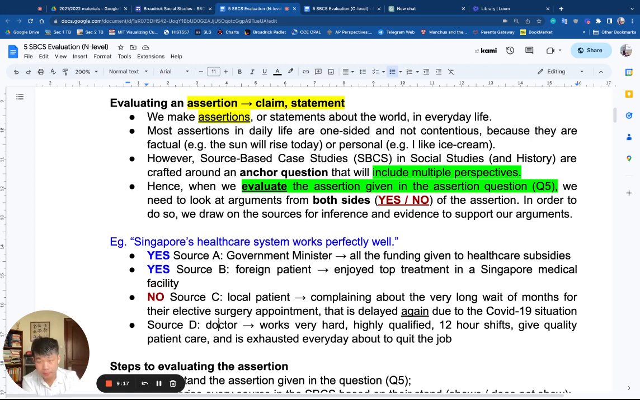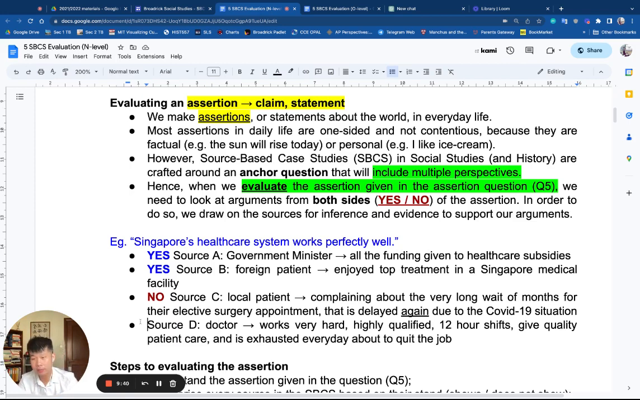And then you go to the doctor, and I pause here because the first 3 were very clear. And what is this source D doctor gonna say? Is it gonna say yes, the system works well, or no, the system does not work well? Can you pause and think about this? And I hope you did pause and think about it and you have a response.